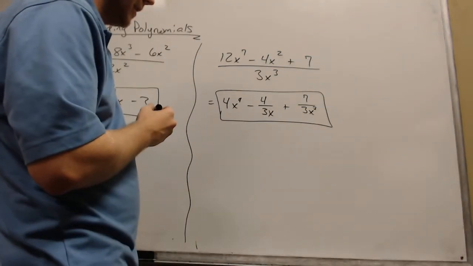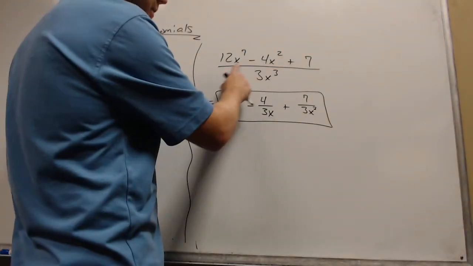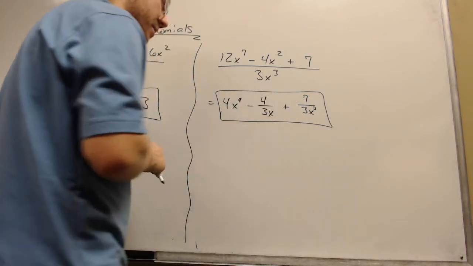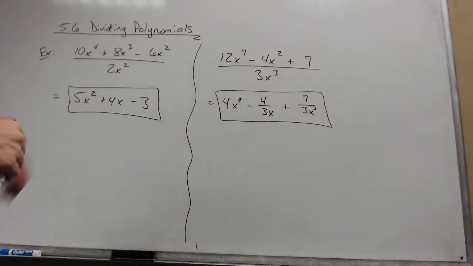Ultimately, it doesn't look much nicer than how it started, but we can split this up into 3 different division problems and simplify them each as much as we can, and that's what we did. All right. So that's dividing polynomials, and that's all those problems will look like.